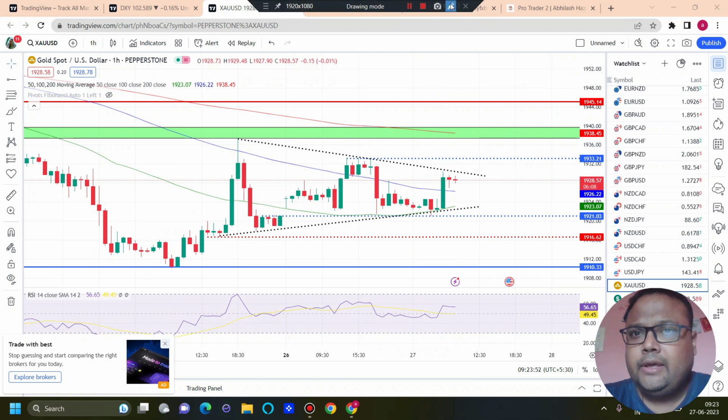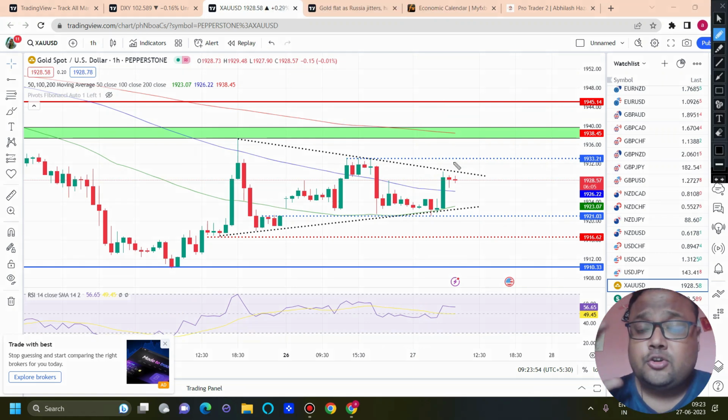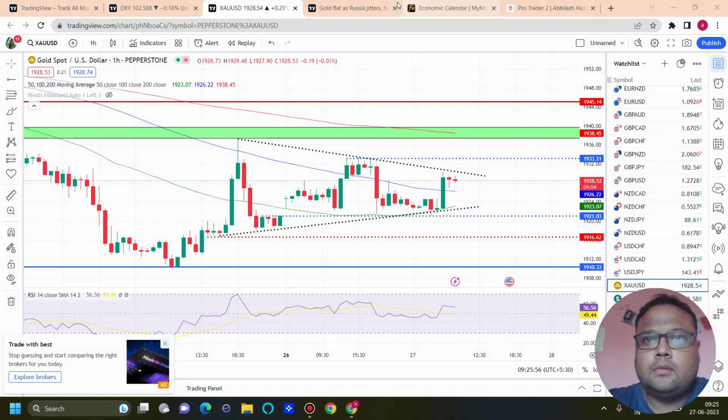And 1933, yes, it is present, but it is not a very strong resistance, so you can expect some weak selling pressure. So if the market reverses under low volatility, then only we should expect a selling pressure.